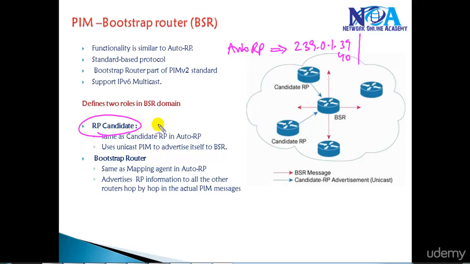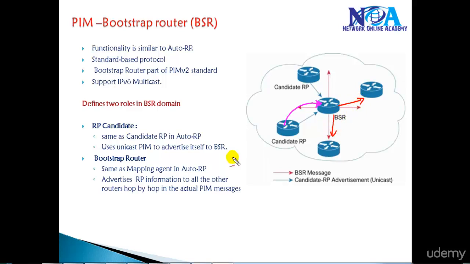Now whatever the RP candidate, let's say in my scenario I'm going to make these two routers an RP, or any one router as an RP. This RP uses unicast to advertise itself to the Bootstrap router, and there are no more multicast addresses required. But in the case of Auto RP, they need to register to those multicast addresses in order to get the RP information. Here the candidate RP uses unicast to advertise itself as a candidate RP, and then the BSR is going to propagate this information to the rest of the domain hop by hop in the actual PIM messages.